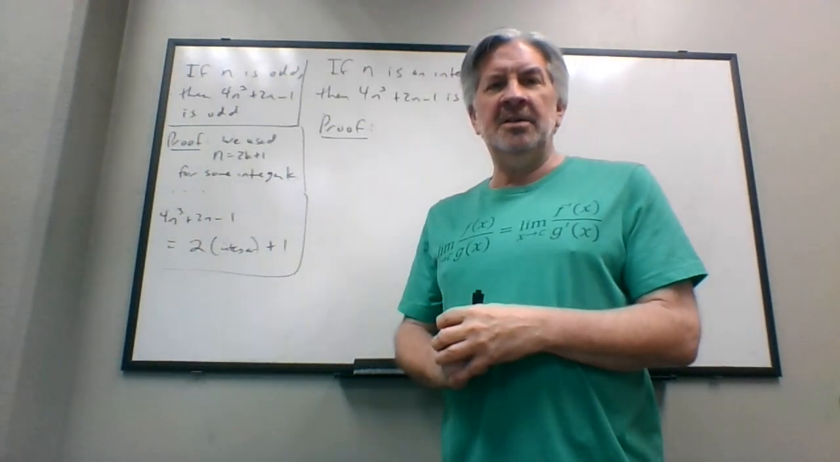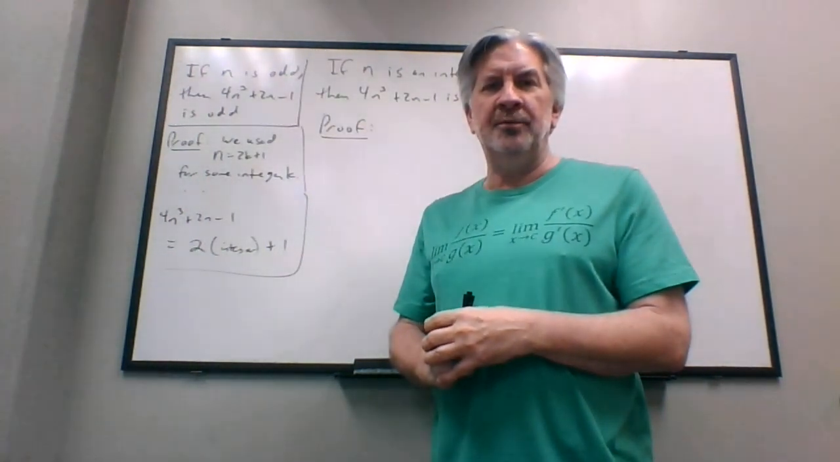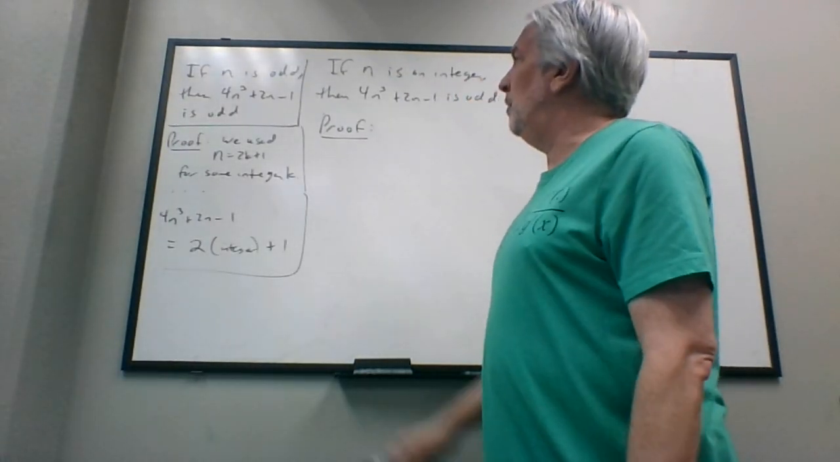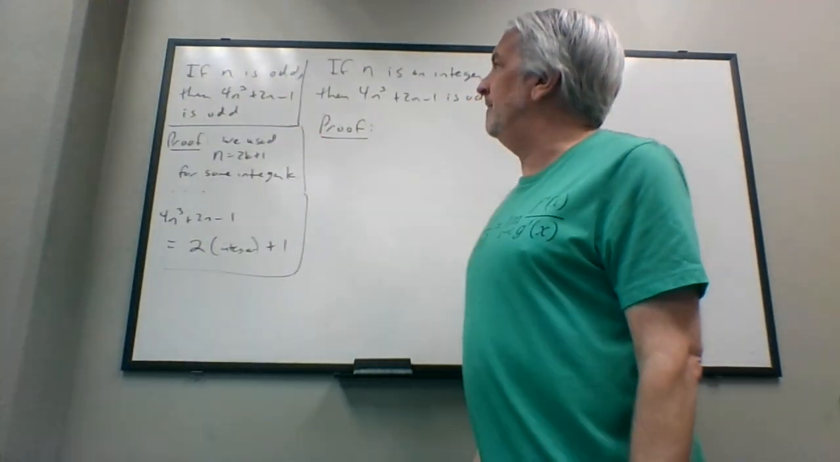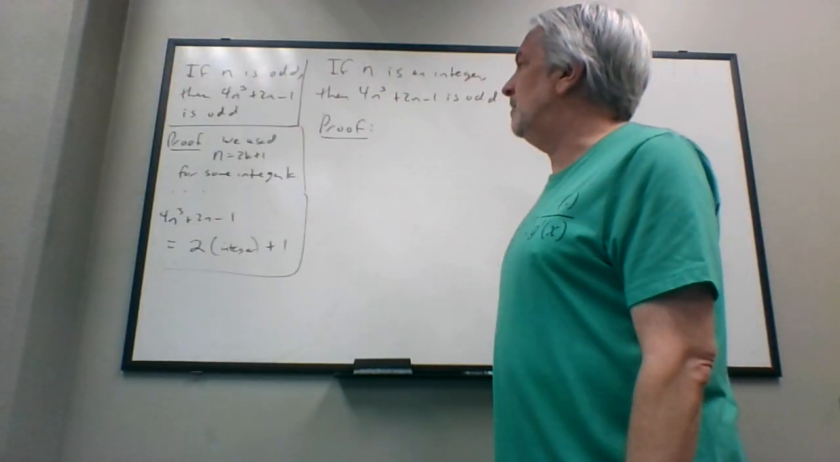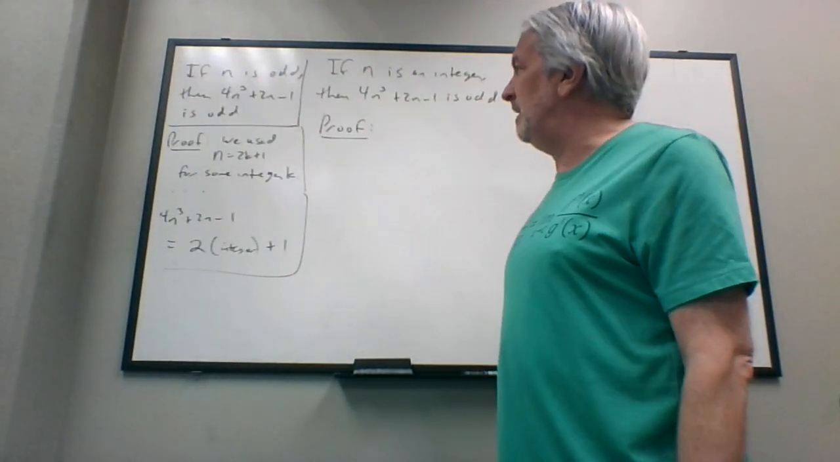Okay, we need to finish section 3.2 on direct proofs. Just a recap of where we left off: we showed that if n was an odd integer, then 4n cubed plus 2n minus 1 was odd as well. I put a little highlights of what we did in the proof.